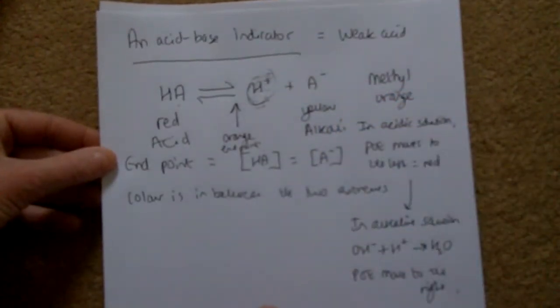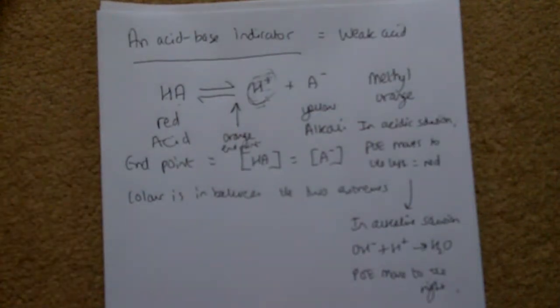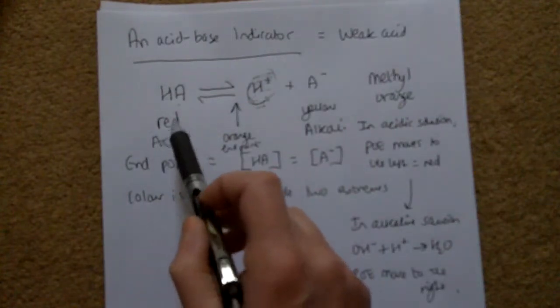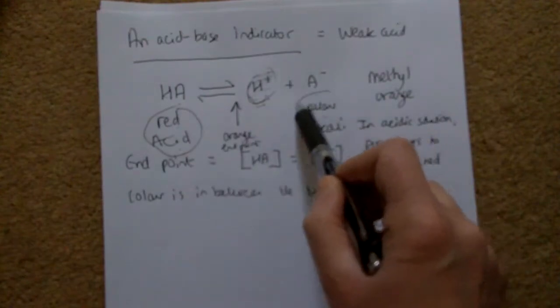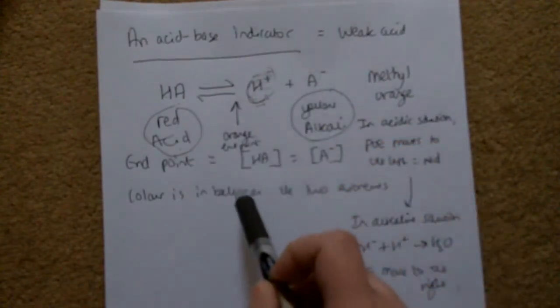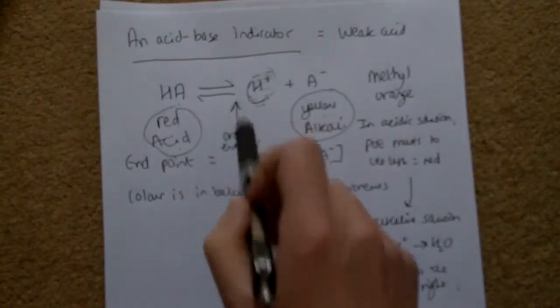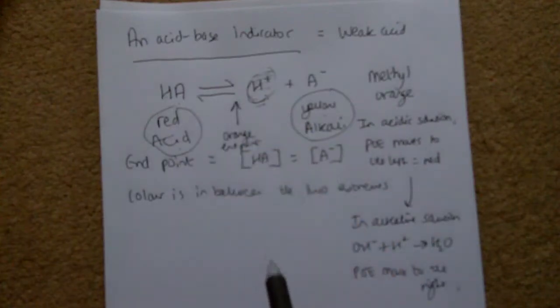It's similar to phenolphthalein, which is colorless and pink. Those are the two extremes. For methyl orange, the two extremes are red and yellow. When it's in acid conditions, it's red. When it's in alkaline conditions, it's yellow. When it's at the end point, it'll be the mid color, which is orange.